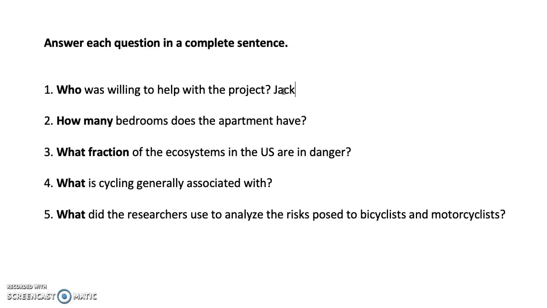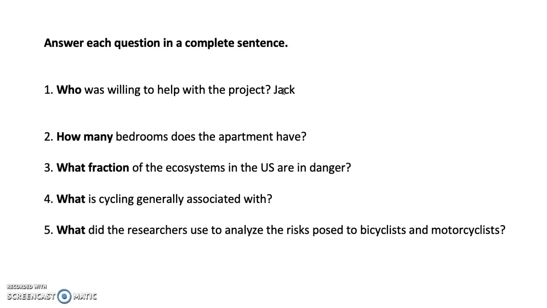Now, if you just wrote Jack, that's not a complete sentence. So if you're told that you must answer this question in a complete sentence, you would need to replace the who, which is here, with Jack. You could say, Jack was willing to help with the project. And it's no longer a question, now it's a statement, so we can just put a period. And that would be our answer. Okay, let's look at the next one.